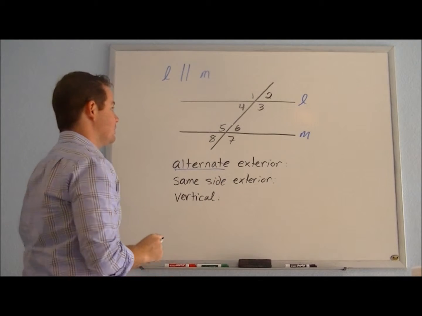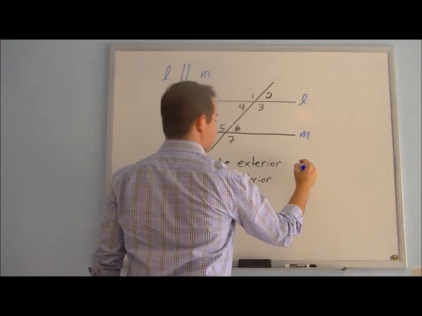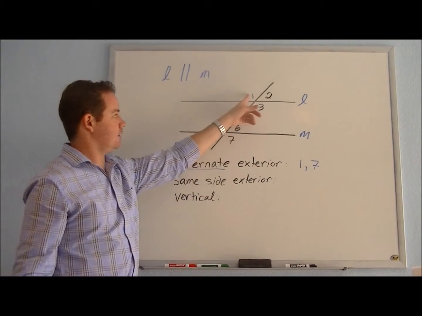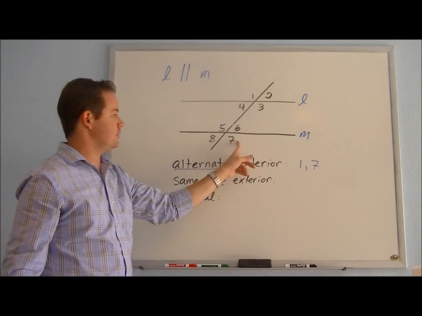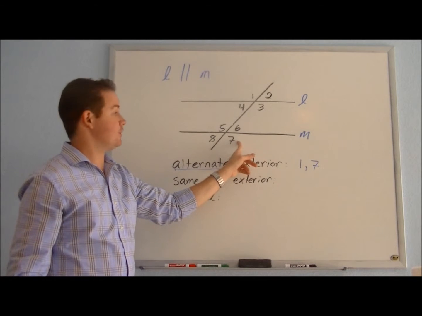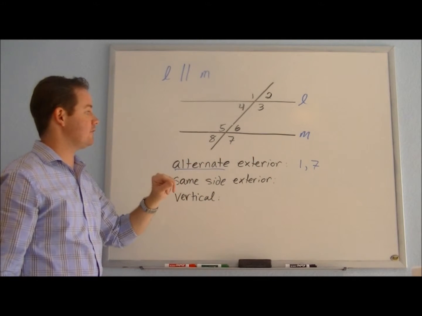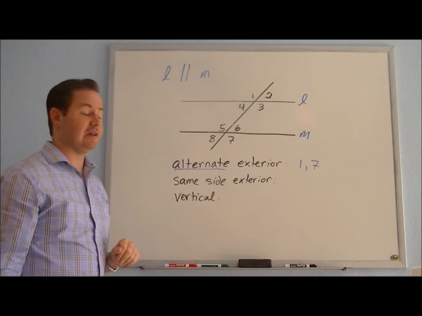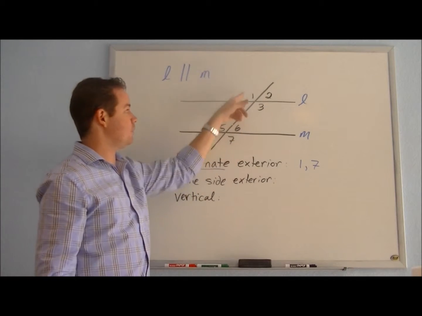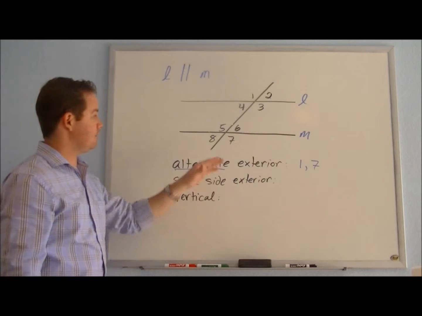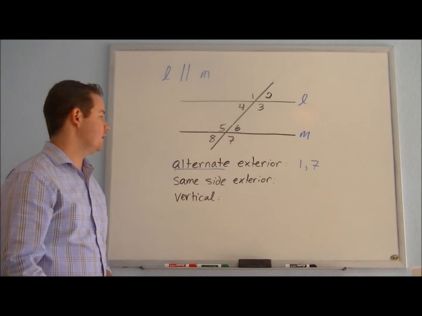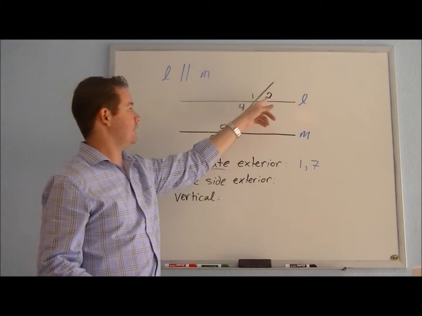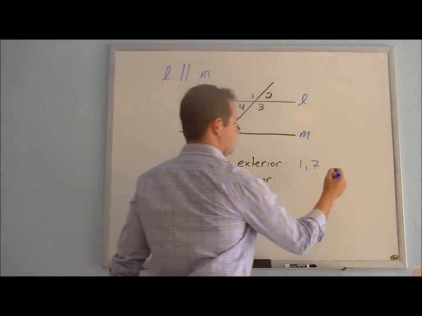So some examples here would be something like angles 1 and 7. That's to the left of the transversal, and 7 is to the right of the transversal. So they are on alternate sides of the transversal, and they're both outside the parallel lines, or in other words, as far away from each other as they can be in this figure. A couple other examples of alternate exterior angles that we see here are angles 2 and 8.